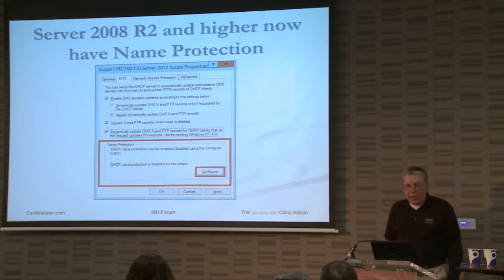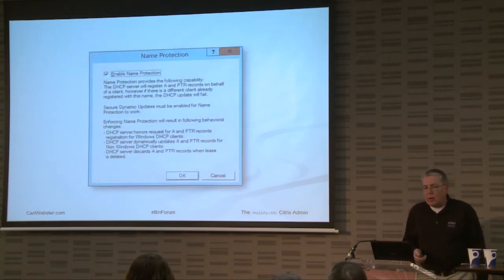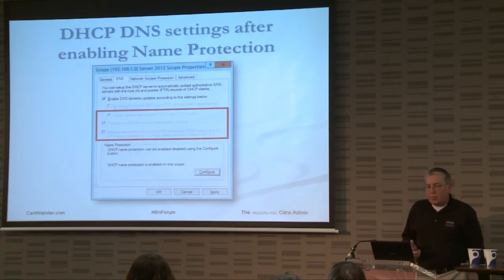And the other thing is when you enable name protection, you see all the different things it's going to do. It automatically handles all the DHCP option 81 stuff.